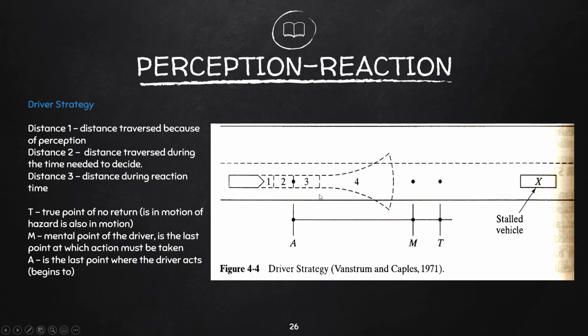This is for a driver that is not, of course, affected by some factors. For example, if you are drunk, then T, or the point of no return, will be at the very start, and you will have no time to decide. In that case, it will be very affected kapag sobrang drunk ng driver.